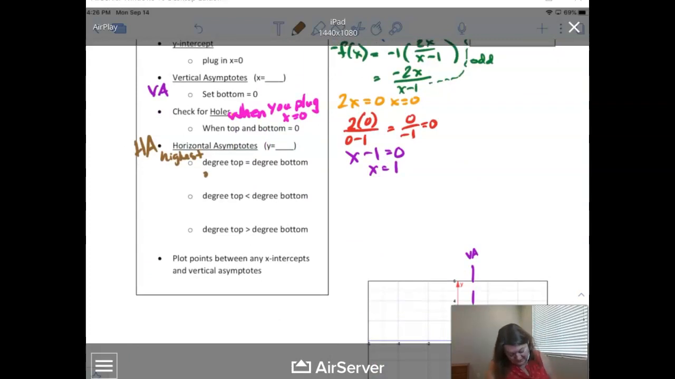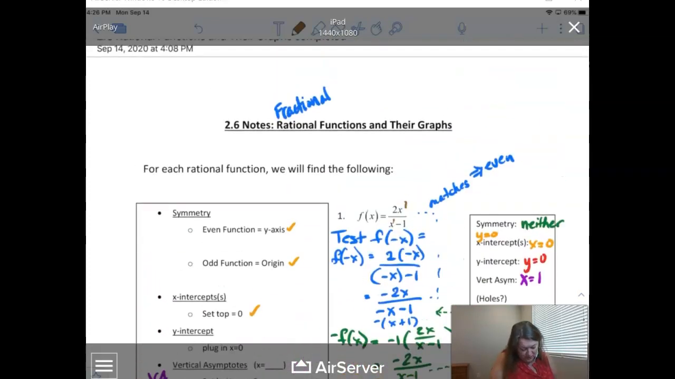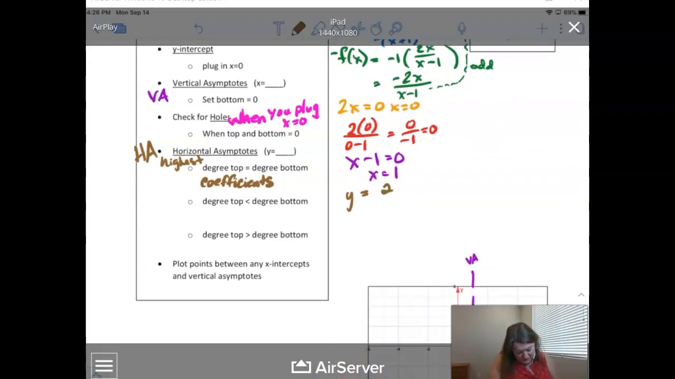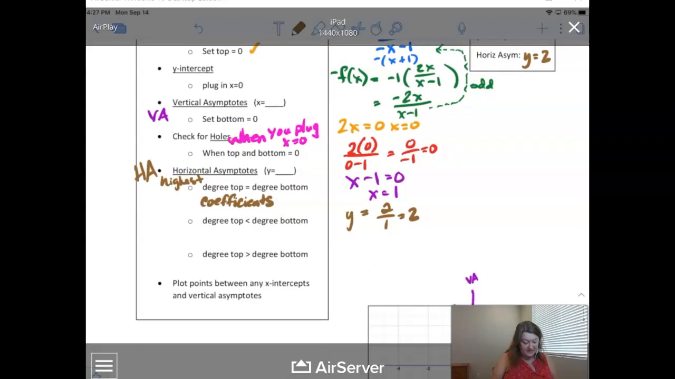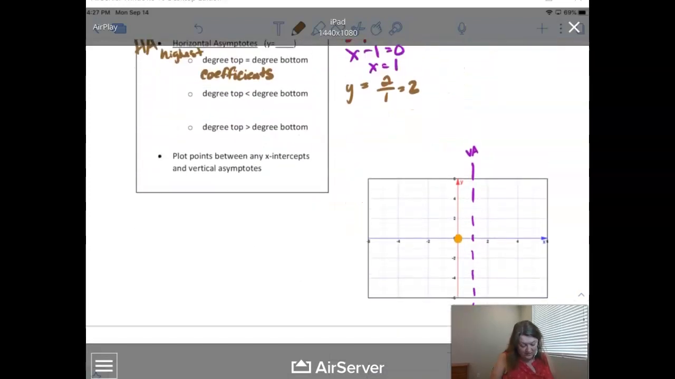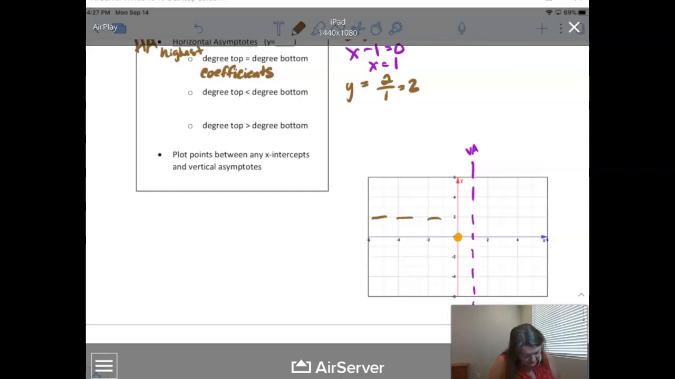So when they are equal, you're going to take the coefficients in front of each of them. Okay, so in my case, we're going to have y equals 2 over 1. The coefficients in front. 2 over 1 is a 2. So I'm going to have a horizontal asymptote at y equals 2. In our case, we do not have any holes because we did not get a 0 over 0. So now I throw in a horizontal asymptote at 2. That is right here. Horizontal asymptote at 2. Okay, horizontal meaning the line you create is horizontal, and the equation is y equals 2, which if you continue it and extend it on either side, it ends up going horizontal.